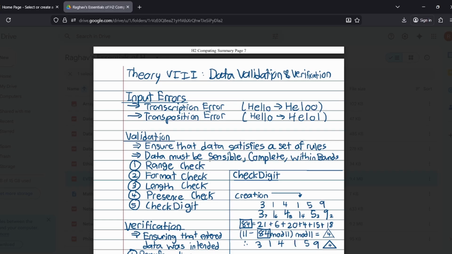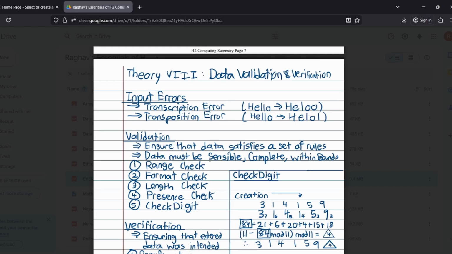So first we have input errors. Input errors are errors that can be made because you are trying to add value, to add some sort of data in a sense.